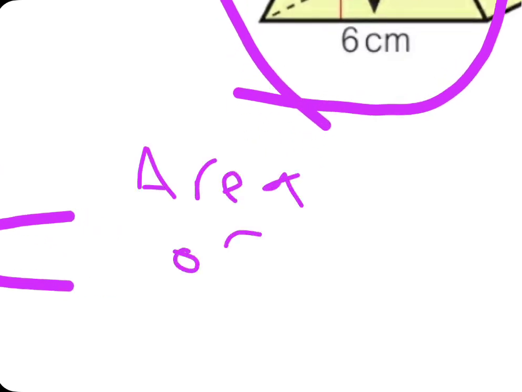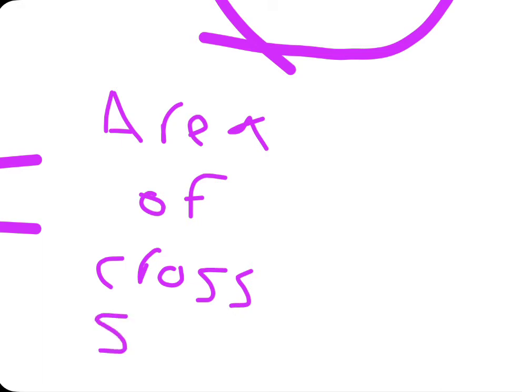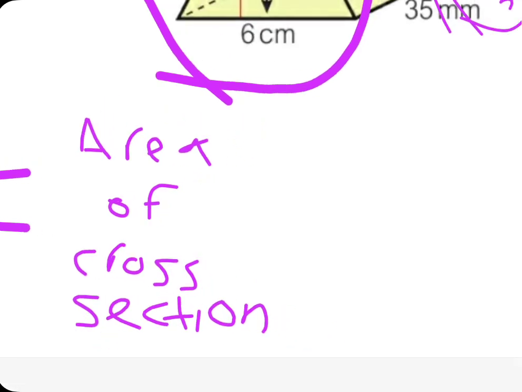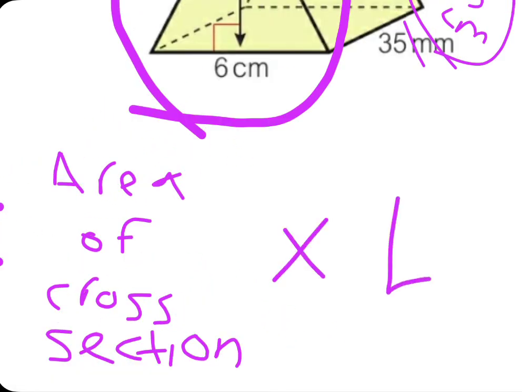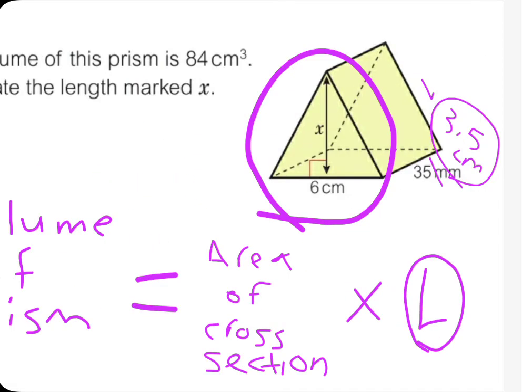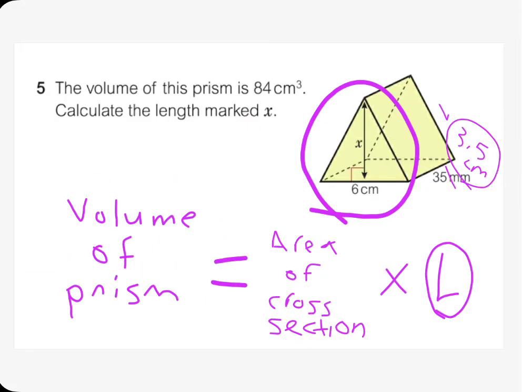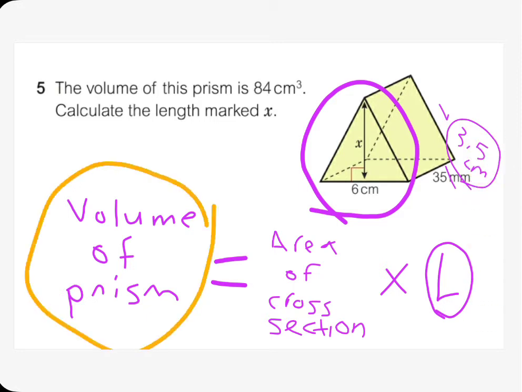So volume of prism equals area of cross-section multiplied by the length. Length of what? Length of prism. Very good. So this is the formula that we're going to use. Volume of prism equals area of cross-section multiplied by the length. But we're going to use it in the opposite way because we already know the volume, which is 84.